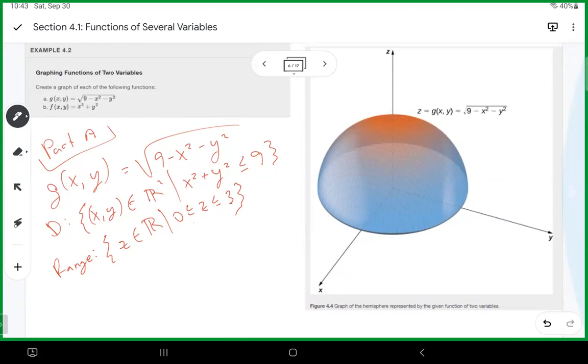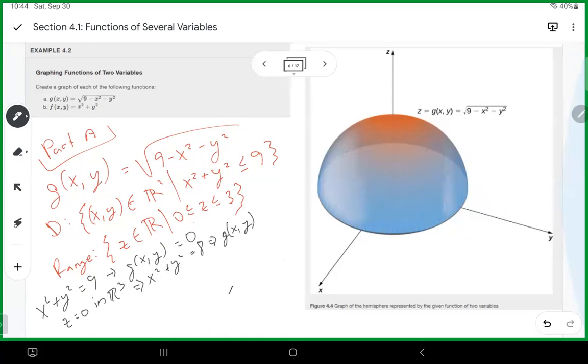So, first thing we have is x squared plus y squared equal to 9. Then that would give us g of x, y equals 0, if z equals 0 in R cubed. Then x squared plus y squared equals 8 would then give g of x, y equal to 1.